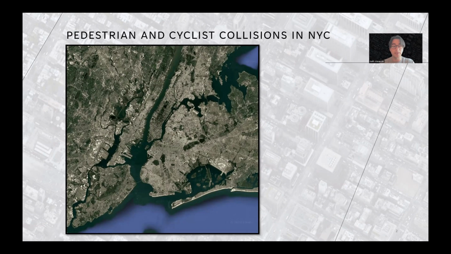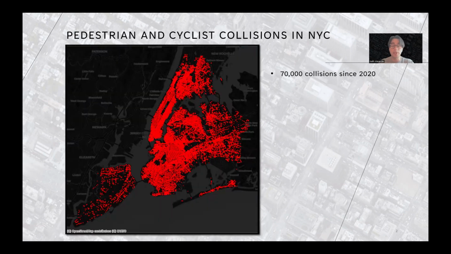So we see here on this first slide an overhead aerial image of New York City. This is queried from the Google Maps static API. And it shows all 5 boroughs. If we think about the frequency of collisions, since 2020, there have been over 70,000 involving pedestrians and cyclists, and many more involving motor vehicles alone. We can actually plot the locations of these collisions across New York City.